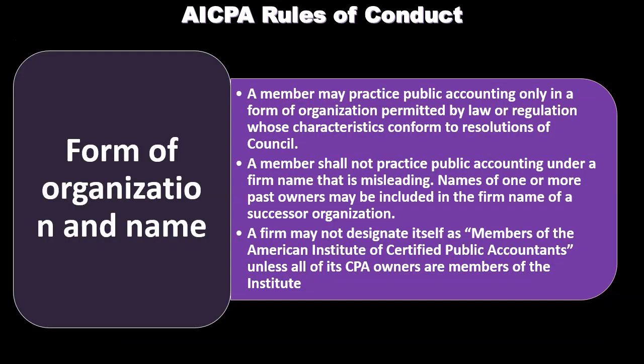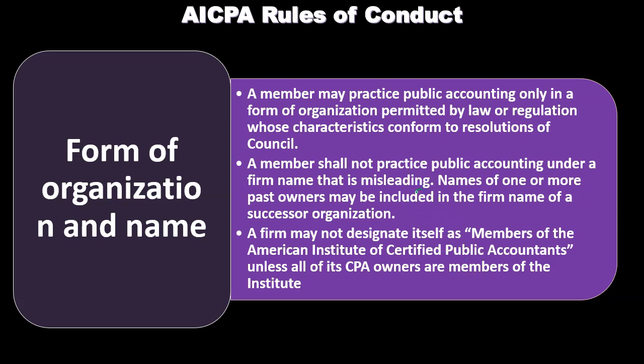Next, we have form of organization and name. A member may practice public accounting only in a form of organization permitted by law or regulations whose characteristics conform with resolutions of council. A member shall not practice public accounting under a firm name that is misleading. So this is kind of a bigger deal than you might think.